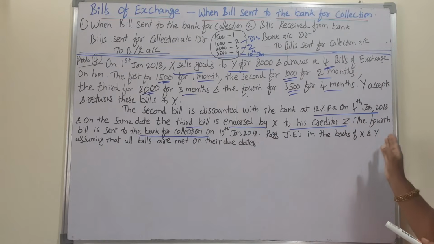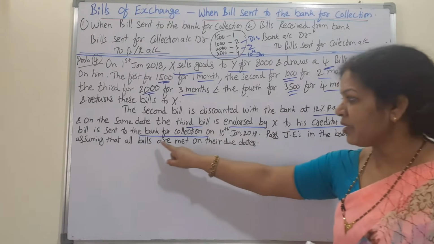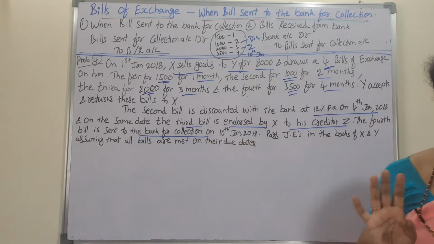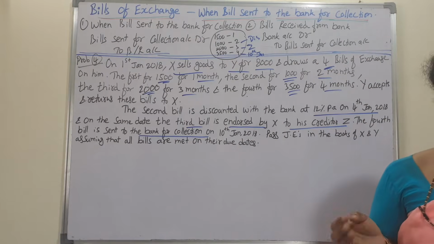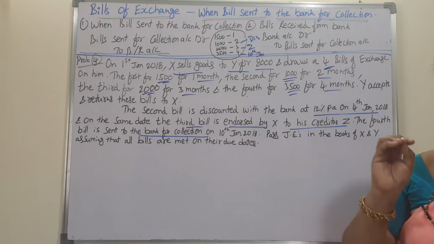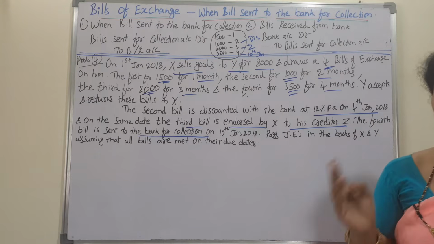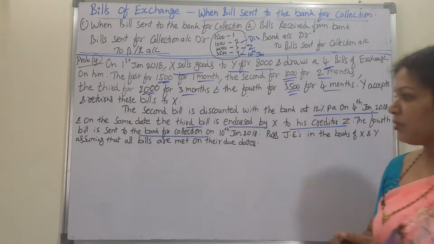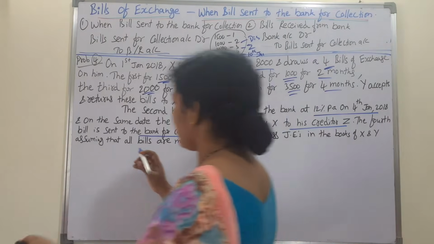Pass journal entries in the books of X and Y, assuming that all the bills are met on their due dates. Assuming that, we have to pass the journal entries in the books of X and Y, drawer and drawee. First, we'll see in the books of drawer.